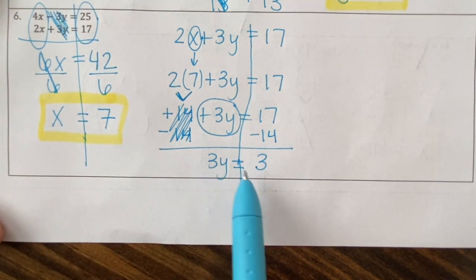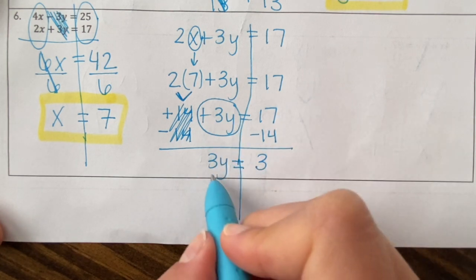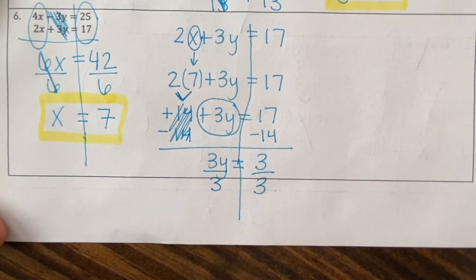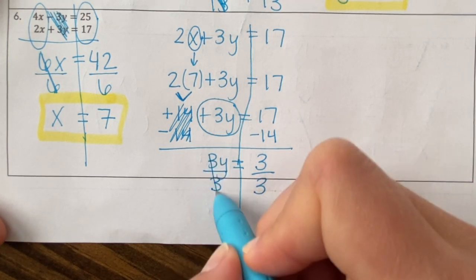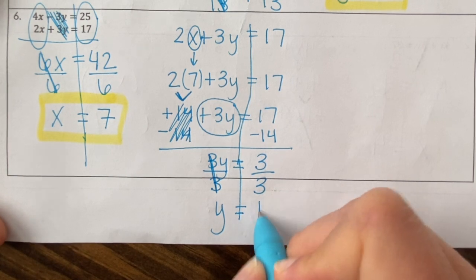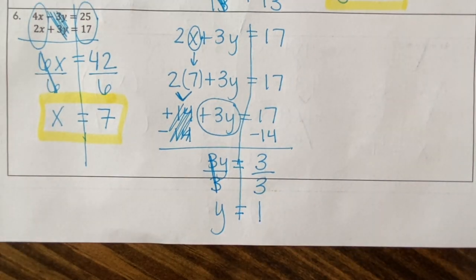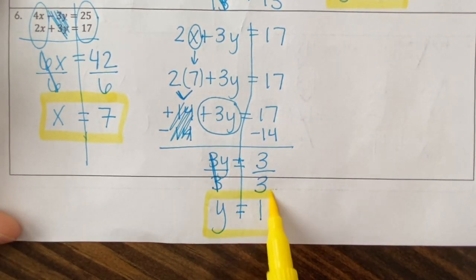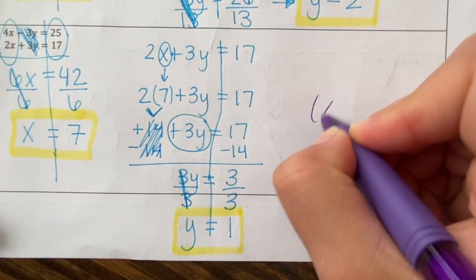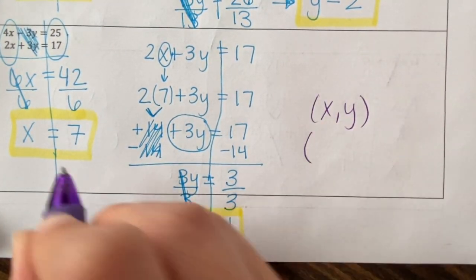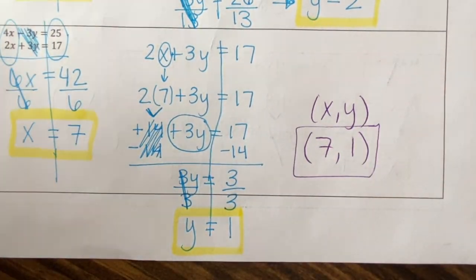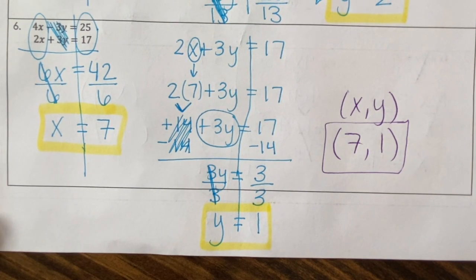This is 3 times y. The opposite of times 3 is divided by 3. And if I divide by 3 on the left, I need to divide by 3 on the right. 3 divided by 3 is 1y, and 3 divided by 3 is 1. So your final answer, remember you write it as an ordered pair, you put them together. X is first, comma Y. So your final answer is 7, comma 1.